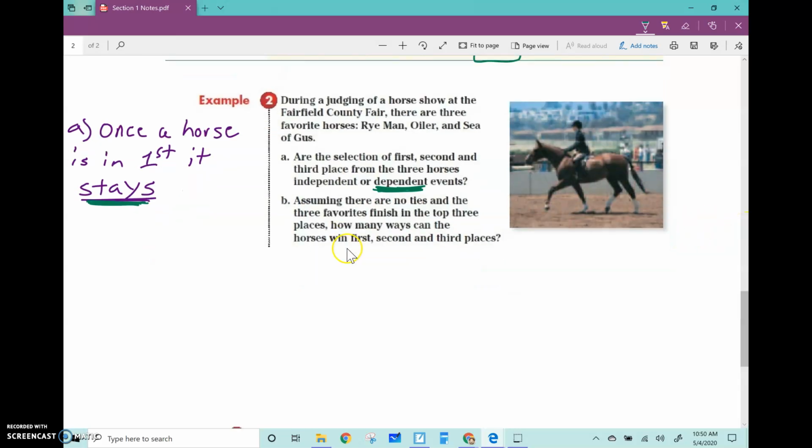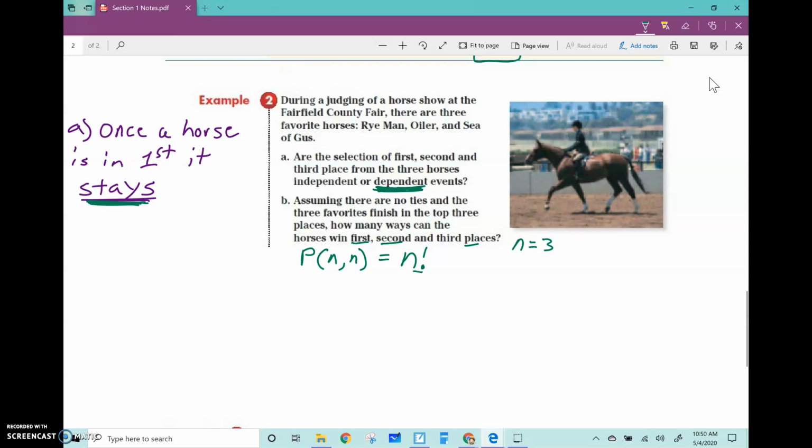Assuming there are no ties and the 3 favorites finish in the top 3, how many ways can the 3 horses win first, second, and third? This is where we're going to use our permutation of P in comma N. And all that means is I need a factorial. So my factorial for this is going to be looking at how many places there are. There is first, second, and third. So that means that n equals 3.